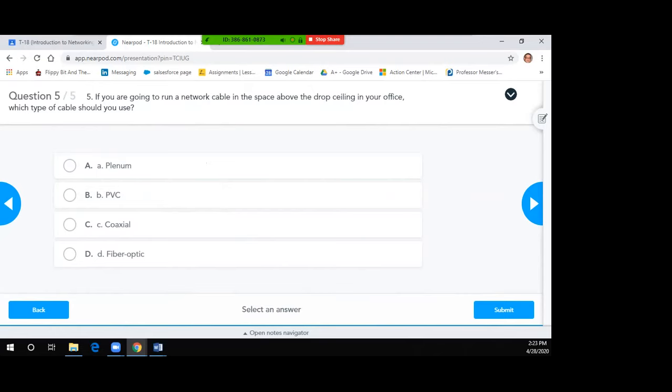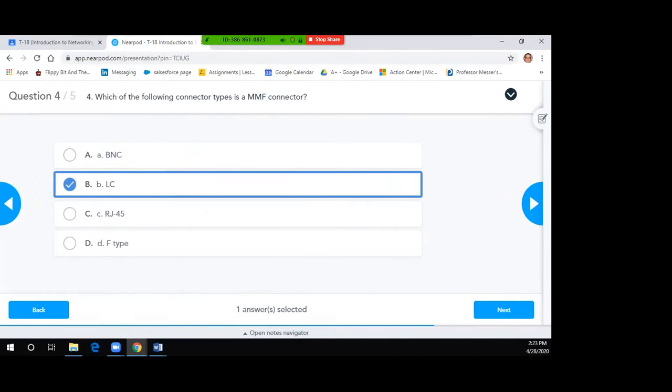What was the answer for the LC? Lucent connector. That's the square connector with a little leg on the top. The fiber connector that looked squarish and had a leg on the top. It looked like an SC, the square connector. The only thing is that this one had a little leg on the top.